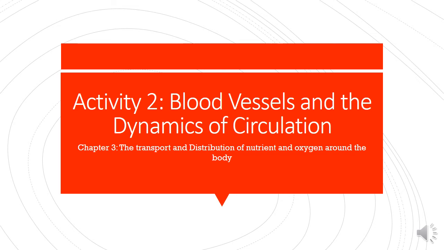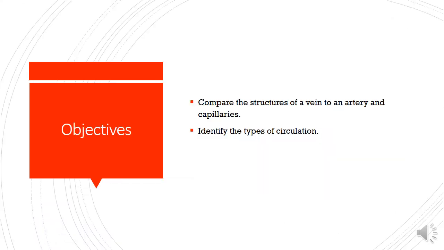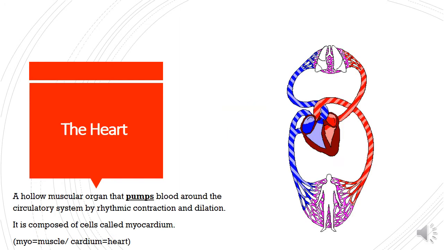We're going to continue our chapter about the transportation and distribution of nutrients and oxygen to the organs. Today we're going to be discussing activity 2, blood vessels and the dynamics of circulation. In this video, we're going to be discussing the comparison of the structures of the veins to an artery and capillaries, and we're going to identify the types of circulation.